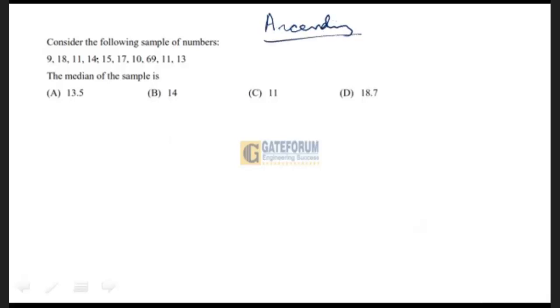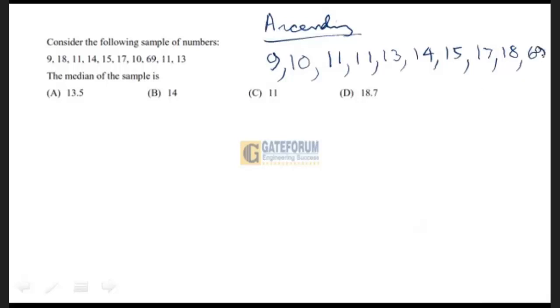So the smallest number of them all is 9. Then comes 10. Then comes, as I can see, 2 11s are there. So I will write them one after the other. Then there is a 13, 14, 15 consecutive. Then there is 16, 17, 18. So 17 is there, 18 is there. And then, okay, directly 69. So that's the last.